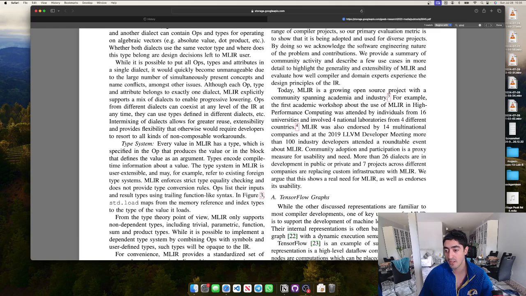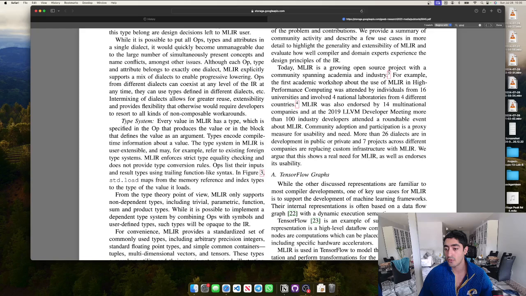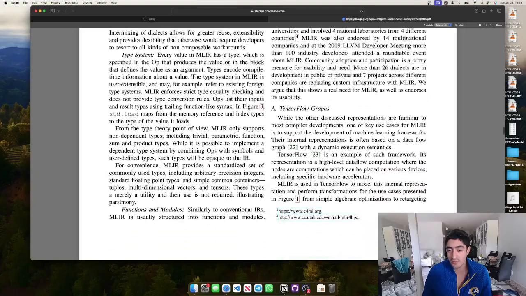Community adoption and participation is a proxy measure for usability and need. More than 26 dialects are in development in public or private, and 7 projects across different companies are replacing custom infrastructure with MLIR. We argue that this shows a real need for MLIR, as well as endorses its usability.